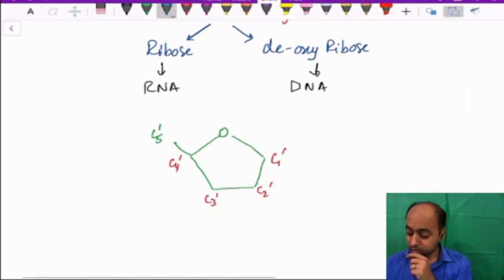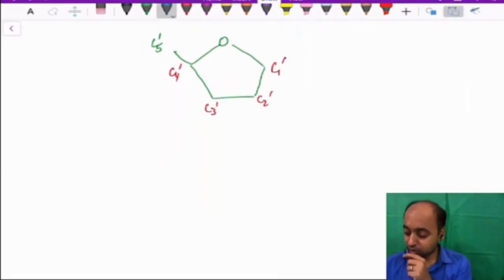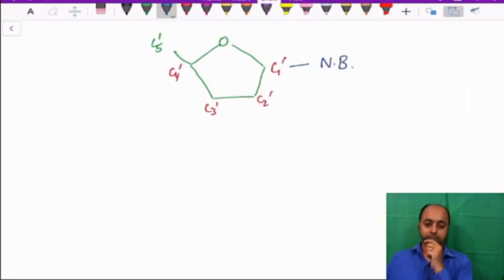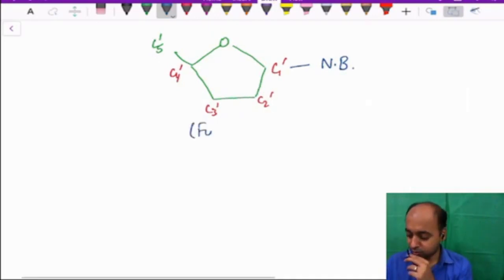And to this structure at position 1 of carbon, the nitrogenous base is attached. Recall that the nitrogenous base we had just seen is a ring structure. The sugar in this case is also a ring structure. How do you distinguish between the two? If I say carbon 2 has a hydroxyl group, whether I'm talking about the sugar or the nitrogenous base, both of them are going to have a carbon 2.